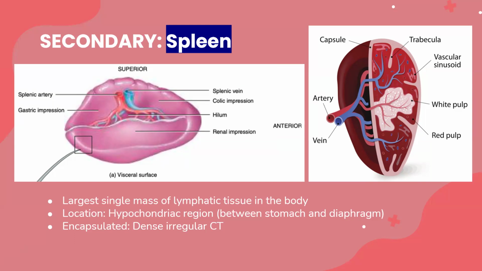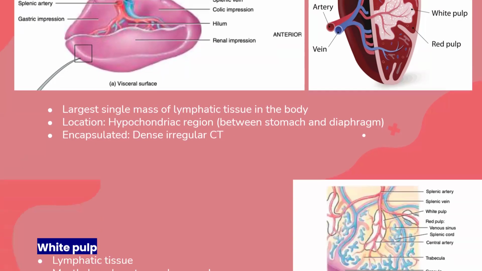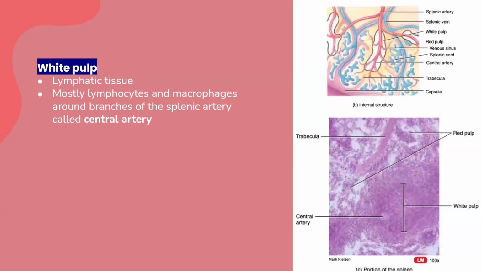In comparison, however, to the lymph node, wala na siyang yung mga follicle masyado. Okay? Wala na siyang cortex, wala na siyang medulla. Instead, it has a white pulp and a red pulp. The white pulp is lymphatic tissue. It's mostly made of lymphocytes and macrophages around branches of the splenic artery called the central artery. Okay? So these areas here are the white pulp. Okay? Yung may mga very malaki na darkly stained nucleus because that's what your lymphocytes look like. Very darkly stained big nuclei. That's your white pulp. Okay?